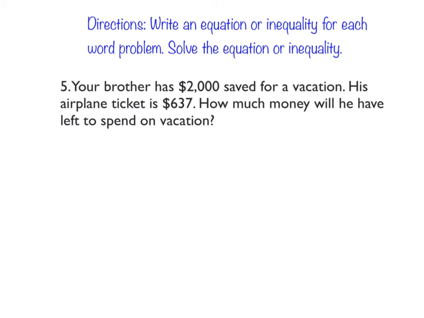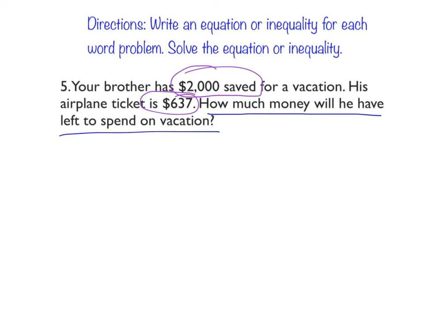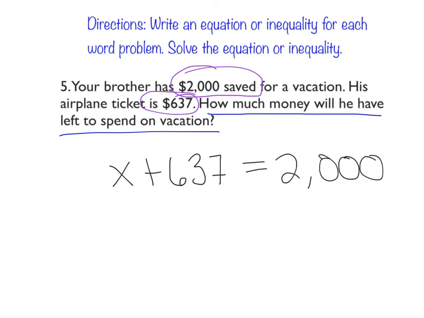Welcome back. A few things that I would have circled is the $2,000 saved and the $637. I would have underlined the question, how much money will he have left to spend? So when I'm thinking about this, I know that I could say that x plus 637 would equal the $2,000 he has saved, because that's the amount of money he can save.